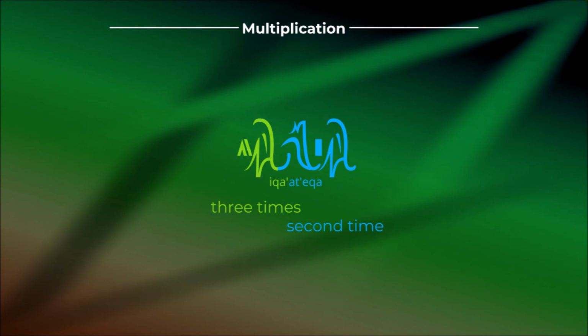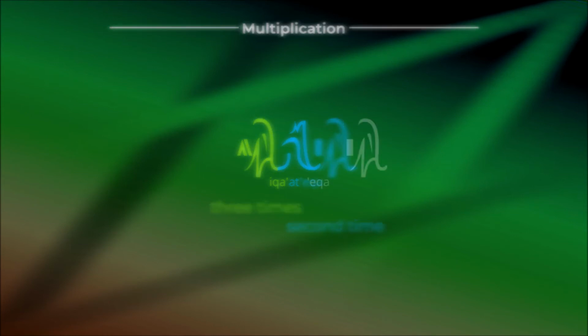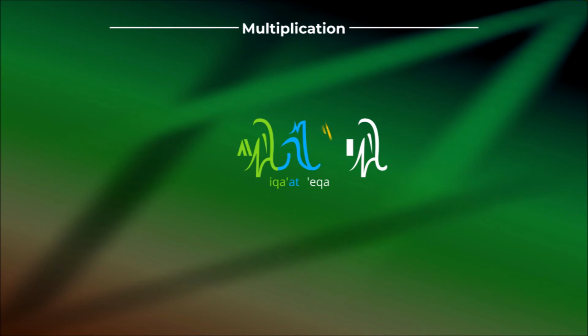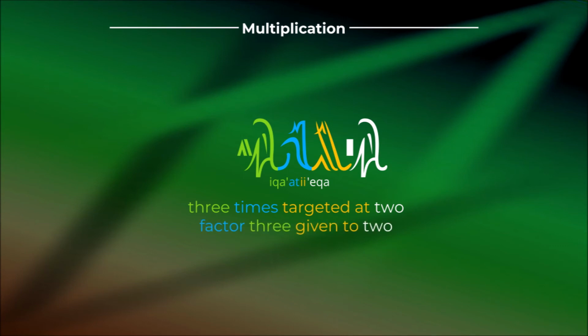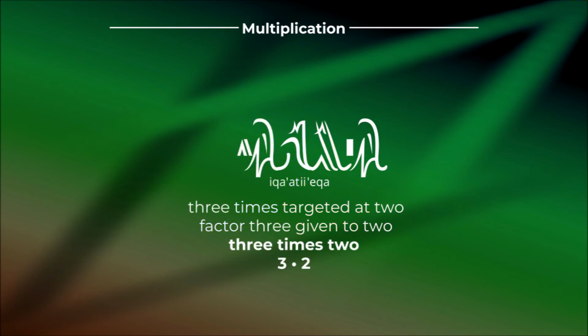Well, we ran into similar issues in video number 33 about partition marker ranks. If compound words like this contain semantic ambiguities, we'll usually want to split them up and insert a partition marker. In this case, the target marker yi will be the most suitable candidate. This way, we'll get ika at yi eka, and that can be interpreted to mean 3 times targeted at 2, or better yet, factor 3 given to 2. Ika at yi eka, 3 times 2. Alright?